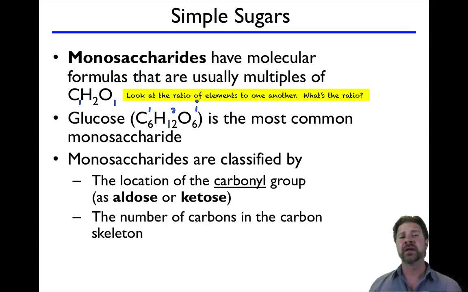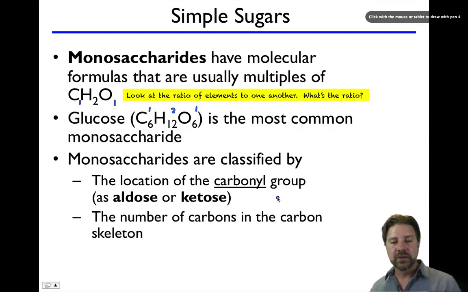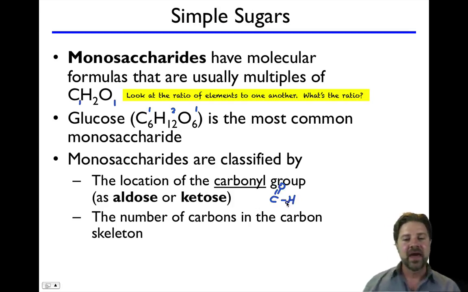Monosaccharides are also going to be able to be classified, and we do so by a couple of different methods. One is the location of the carbonyl group. Again, back to our functional groups, the carbonyl group has a structure that looks like this. You have a C double bonded to an O, which is bonded to an H, like that. So the location of it can either be on the end of a molecule or it can be right in the center. We can also classify monosaccharides based on the number of carbons that we find in their carbon skeleton as well.